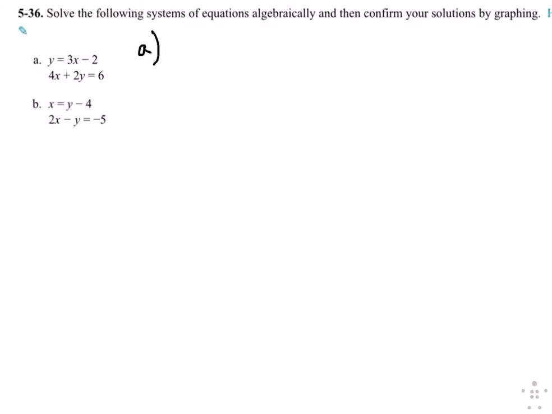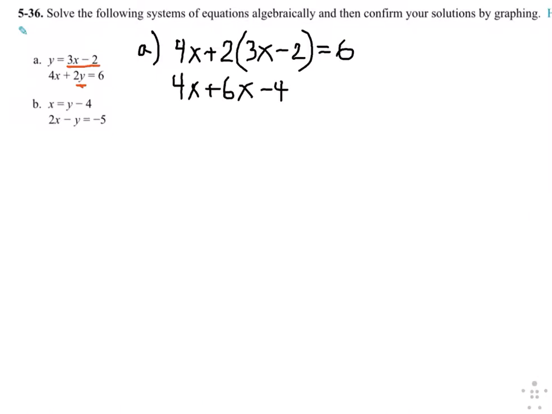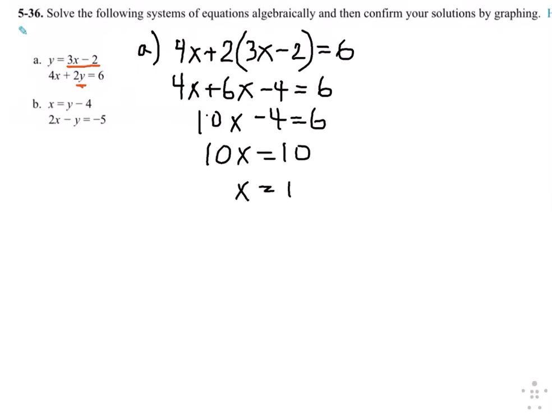So I have y equals 3x minus 2, and this. So I'm going to take 3x minus 2 and substitute it in, since it's already solved, right? So the second equation becomes 4x plus 2y, but y I'm substituting in 3x minus 2 equals 6. I distribute: 4x plus 6x minus 4 equals 6. 10x, combine like terms, minus 4 equals 6. Add 4 to both sides, 10x equals 10, and divide by 10 on both sides, x equals 1.